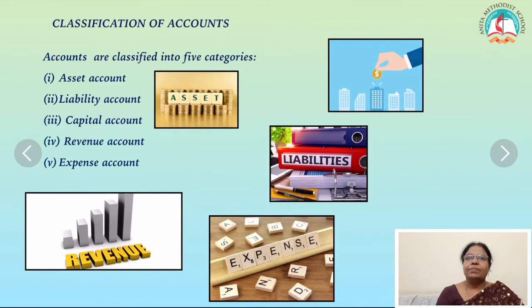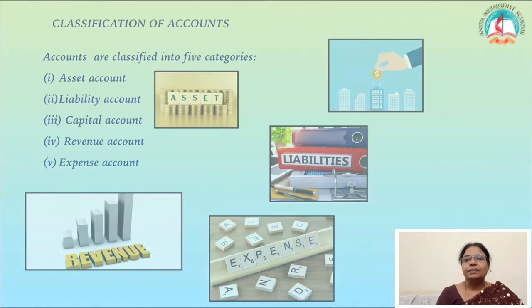Next one is revenue account. Accounts relating to revenue of an enterprise are grouped under this category. For example, revenue from sale of goods, rent received, all come under revenue account. Expense account: expenses incurred and losses suffered for earning revenue are grouped under this category. For example, purchase of goods, salary paid, these all come under expenses account.